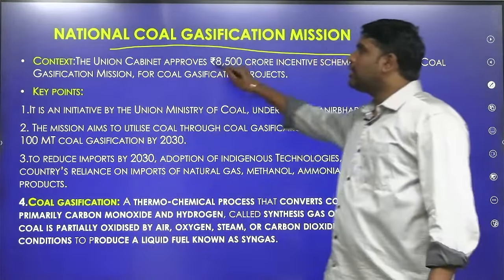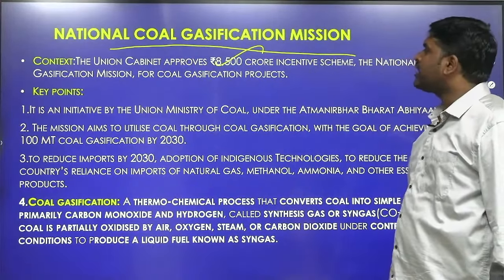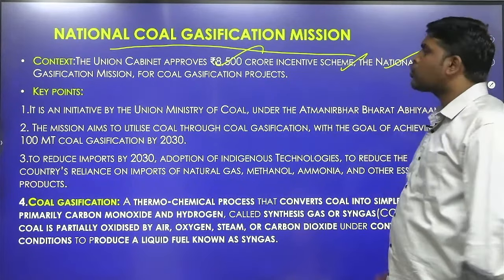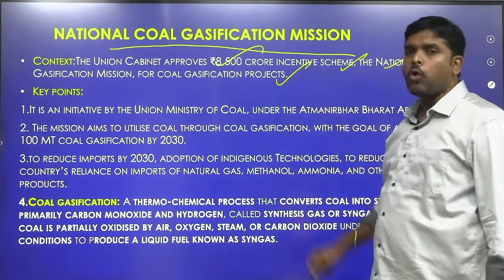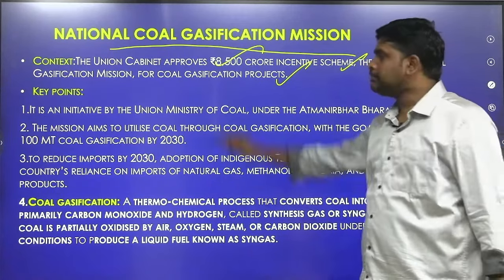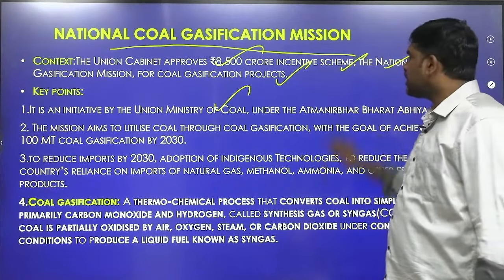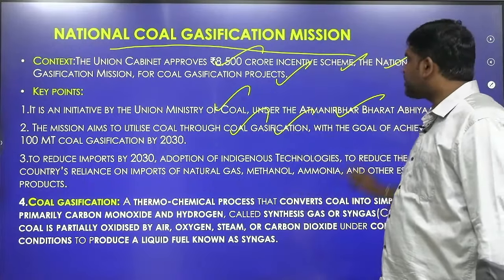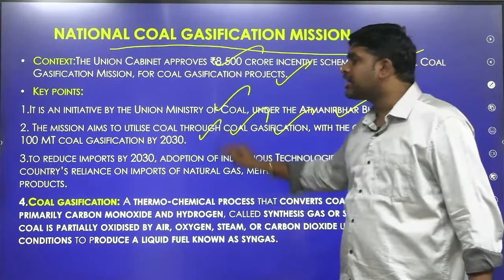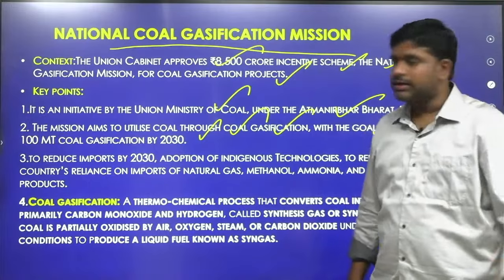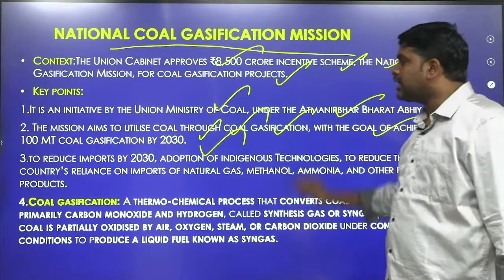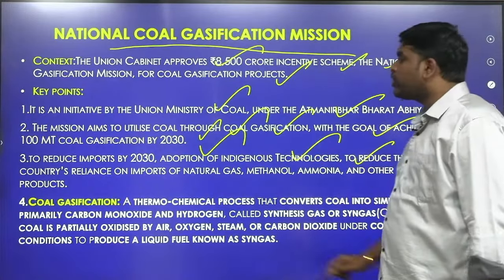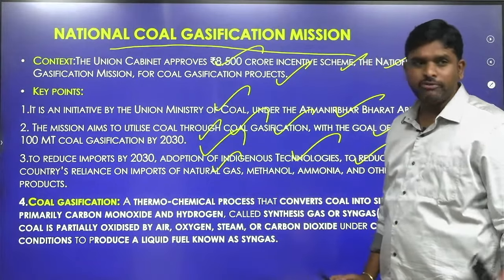The Union Cabinet approved 8,500 crore in an incentive scheme, the National Coal Gasification Mission, for coal gasification projects. Under the Coal Ministry and Atmanirbhar Bharat, the mission aims to utilize coal through coal gasification with the goal of achieving 100 million tons of coal gasification by 2030, to reduce imports through adoption of indigenous technologies and reduce the country's reliance on imports of coal.